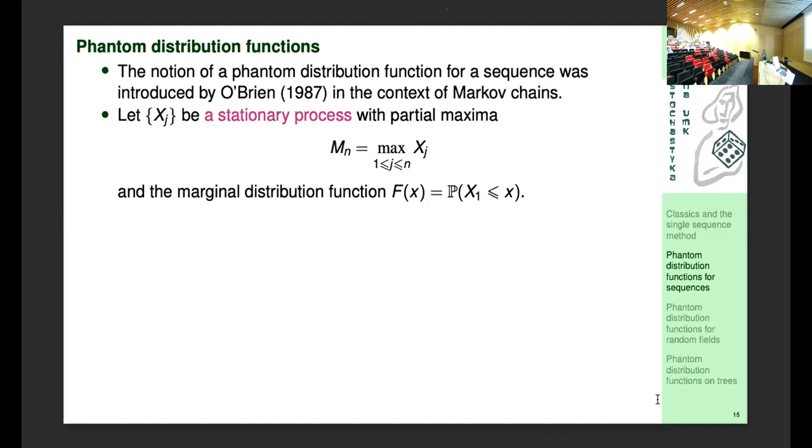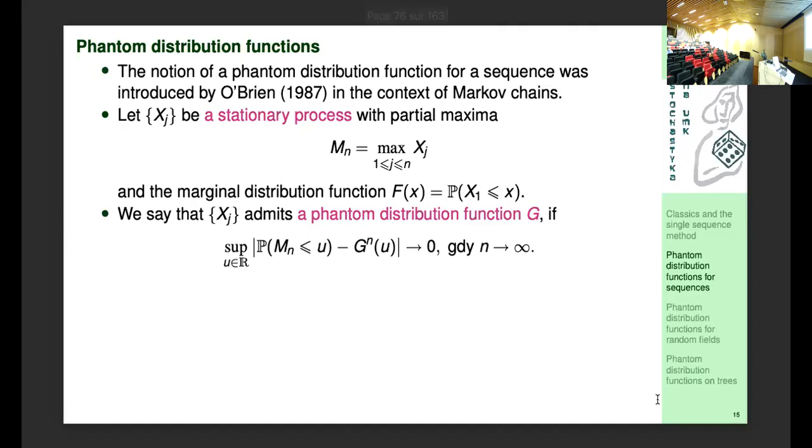Suppose we are given a stationary process with partial maxima, stationarity without any additional assumptions, with marginal distribution function F. For future purposes, we say that Xj admits a phantom distribution function G if the asymptotics of maxima for this stationary sequence is described by this phantom distribution function G, that is, powers of G.